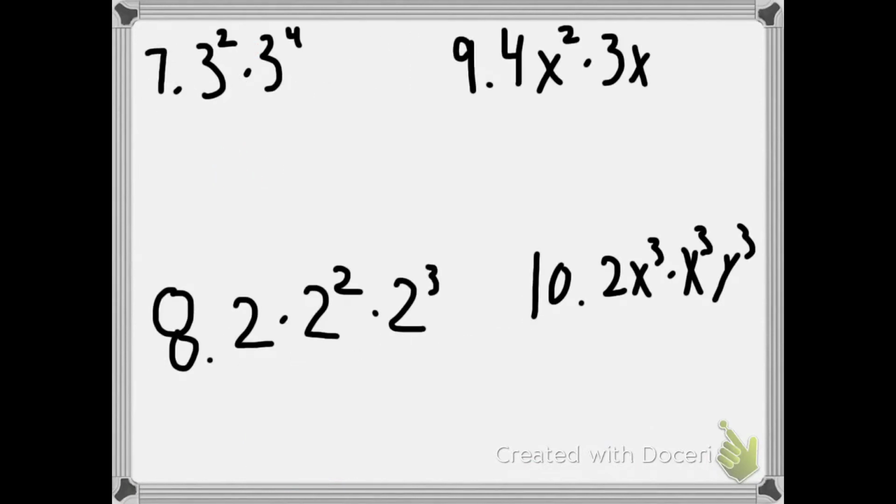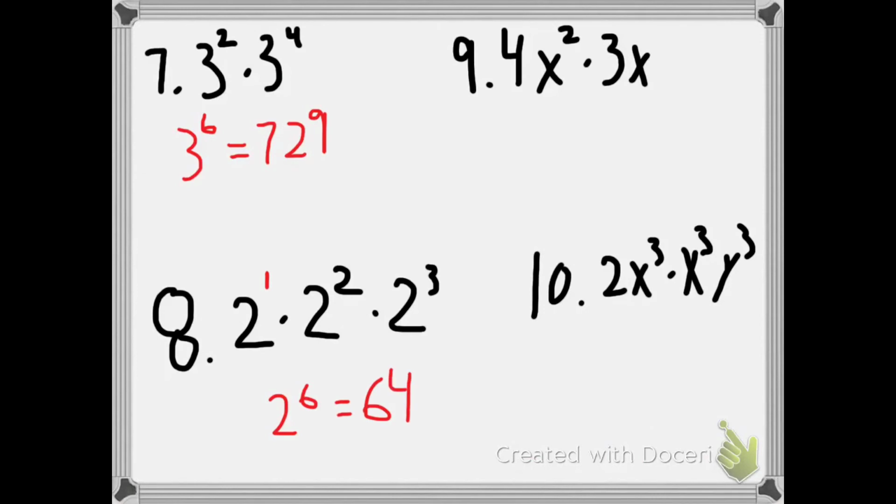Pause the video, grab some paper, and try doing these problems on your own. So for number 7, since the bases are the same, you just add the exponents. So you get 3 to the 6th, which equals 729 if you solve that out. For 8, the bases are the same too, so you add all of them and you get 2 to the 6th, which equals 64.